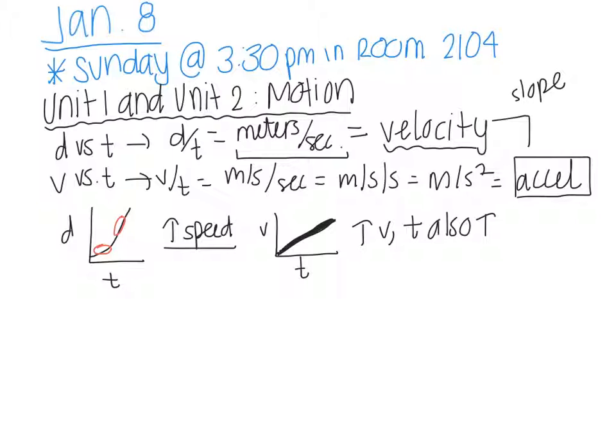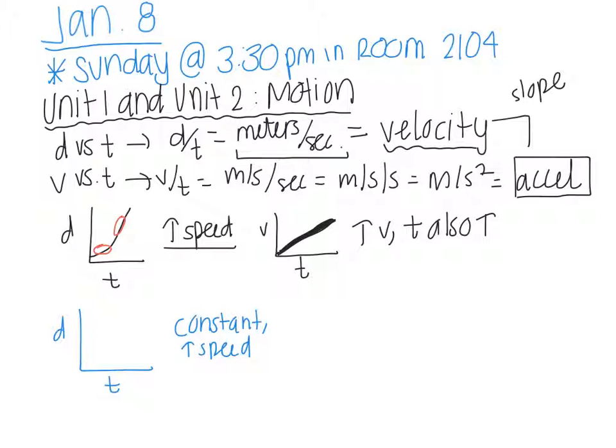So now I want to do a D versus T graph for when I'm going at a constant speed, and then I increase my speed. So we know the second half of my graph will look something like the first one that we just did.